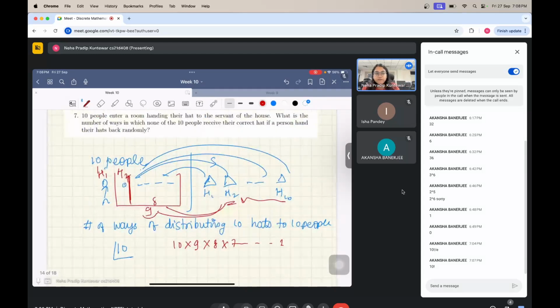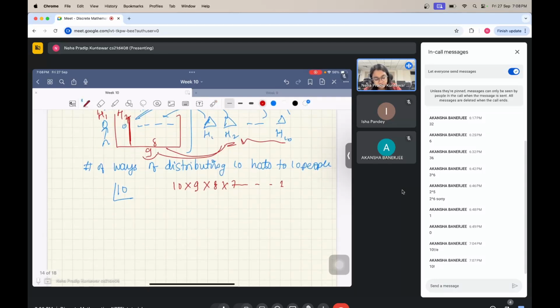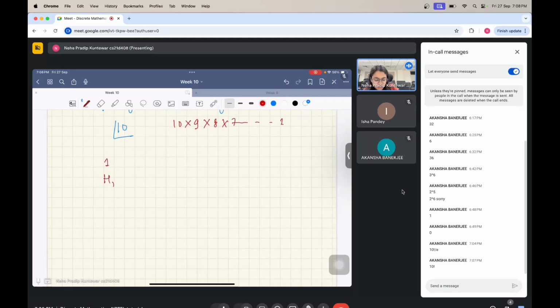So now the question is, we are looking for only a certain kind of arrangements out of all these 10 factorial possible arrangements. We are only interested in those where none of the persons gets their hat back correctly. So for example, person 1 gets h2, 2 gets h3, 3 gets h4, and so on. Person 9 gets h10, and maybe the 10th person gets h1. This is a valid arrangement, because if you see, none of the persons got back their own hat.